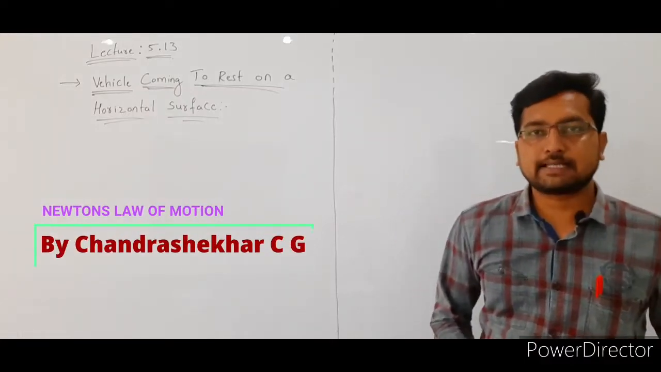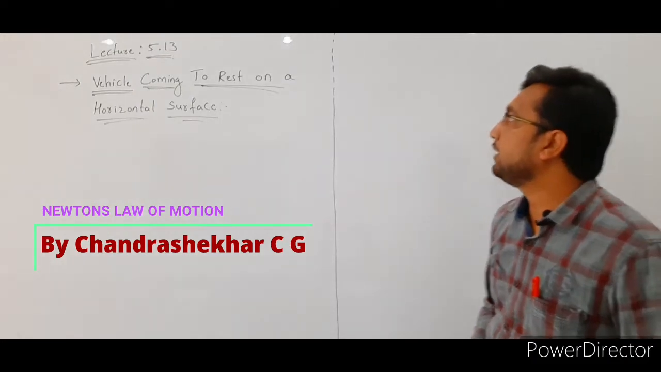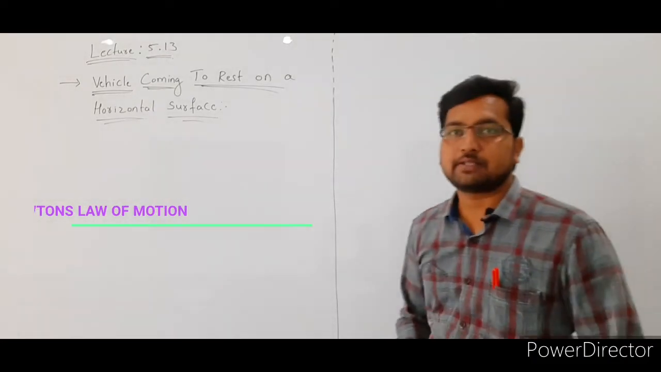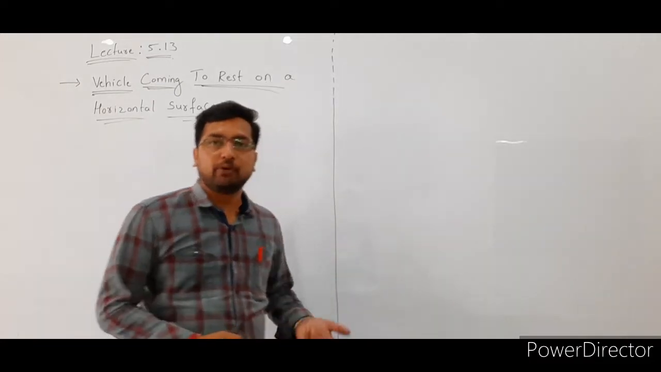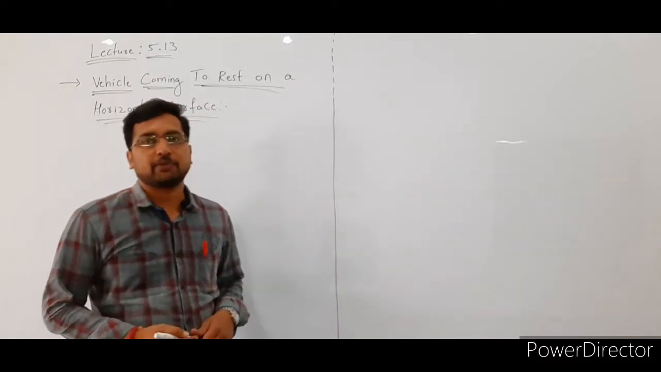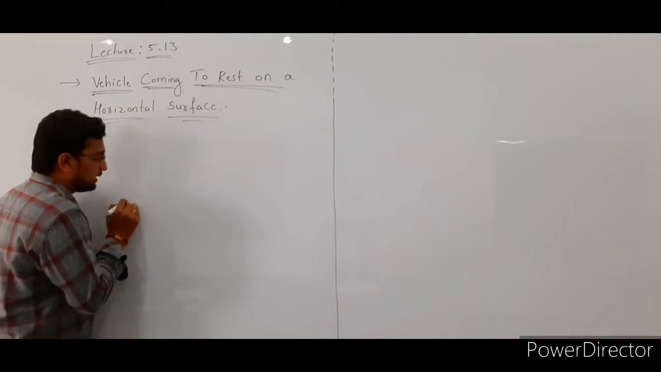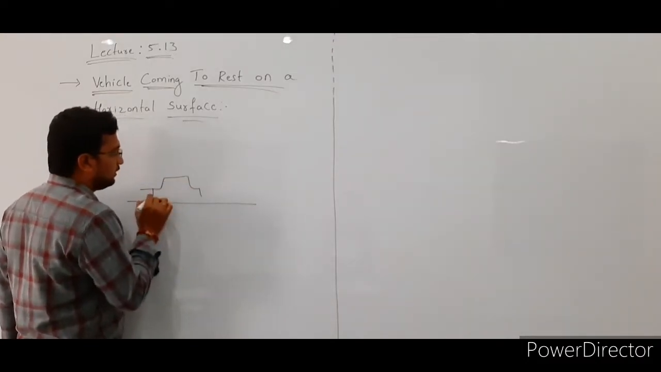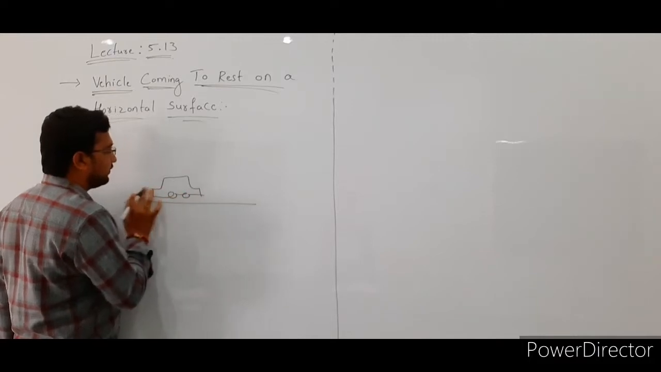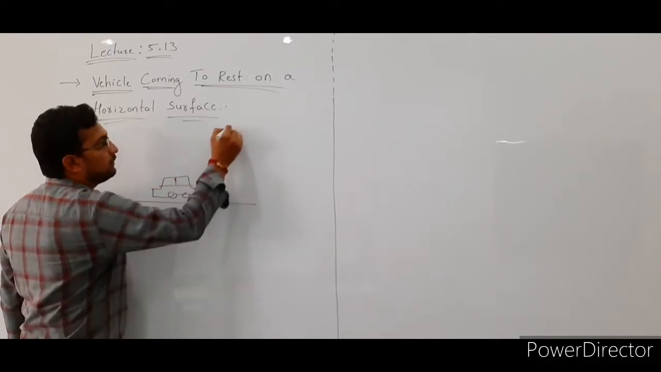Today we are going to discuss a new concept: a vehicle coming to rest on a horizontal surface. Here we consider a vehicle of mass m, moving with an initial velocity v. See here, this is the road and let us assume that this is a vehicle. The mass of this vehicle is m.